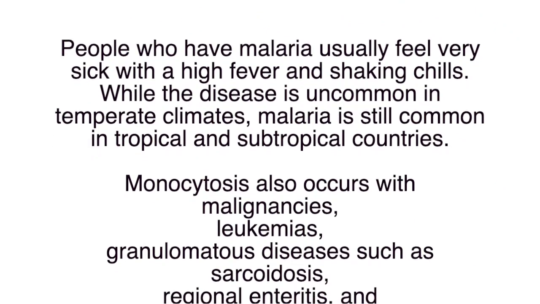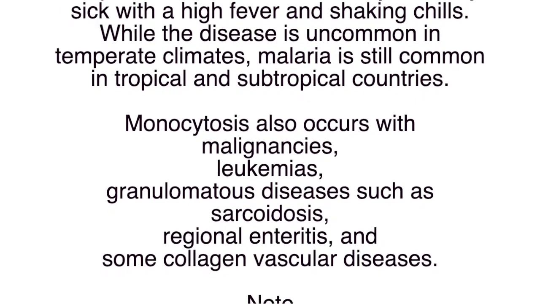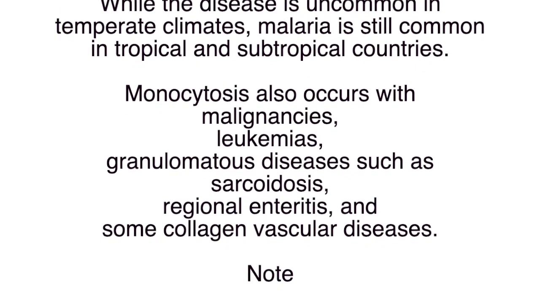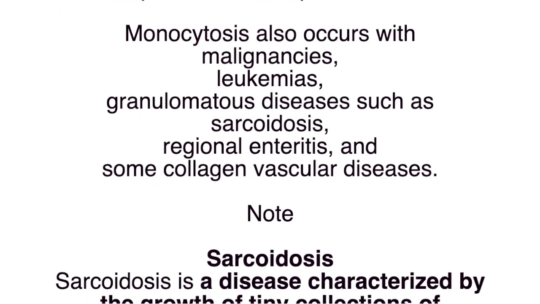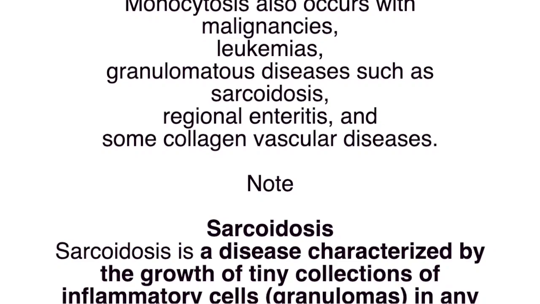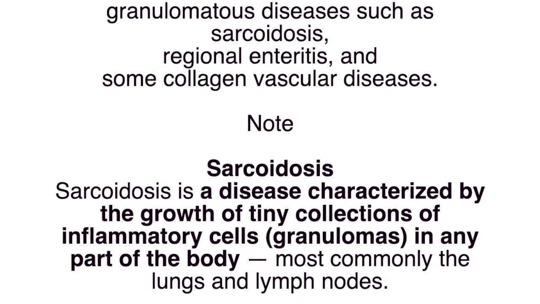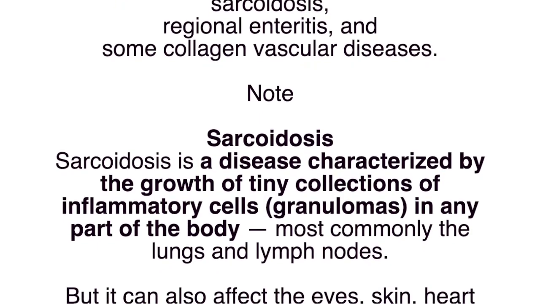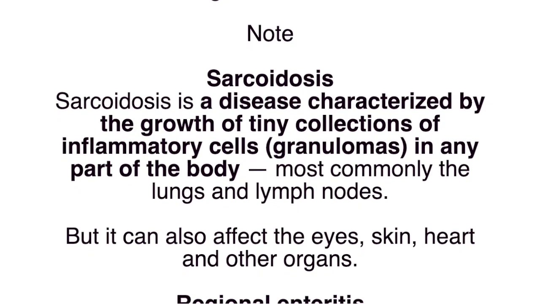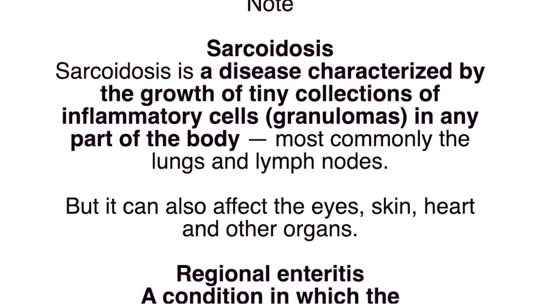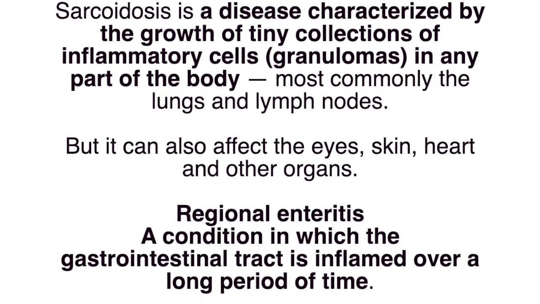Monocytosis also occurs with malignancies, leukemias, granulomatous diseases such as sarcoidosis, regional enteritis, and some collagen vascular diseases. Note: sarcoidosis. It is a disease characterized by the growth of tiny collections of inflammatory cells known as granulomas in any part of the body, most commonly the lungs and lymph nodes. But it can also affect the eyes, skin, heart, and other organs.